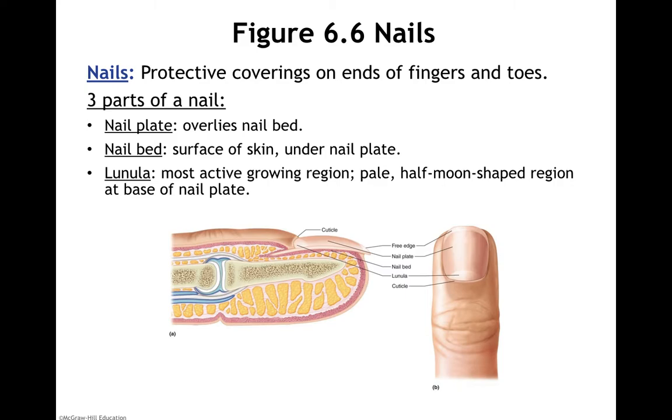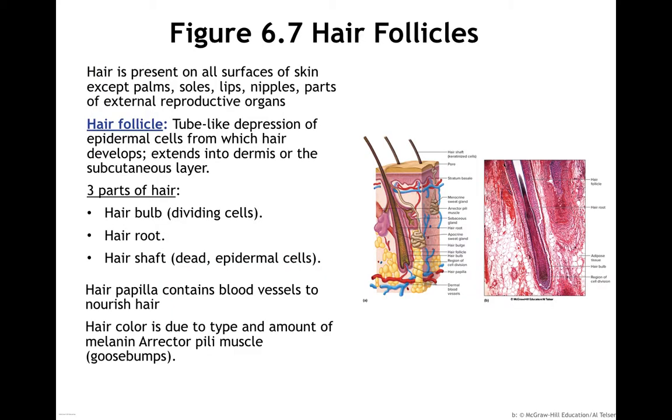The luna is the most active growing region. It's kind of half moon shaped at the base of the nail plate. That's where your free edge is coming from. Cells in the luna divide and move forward towards the free edge.